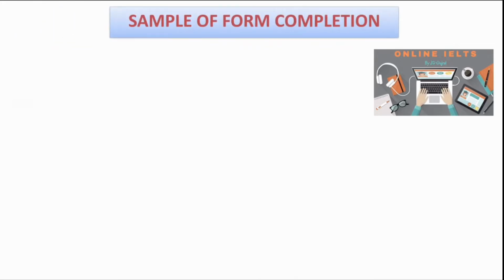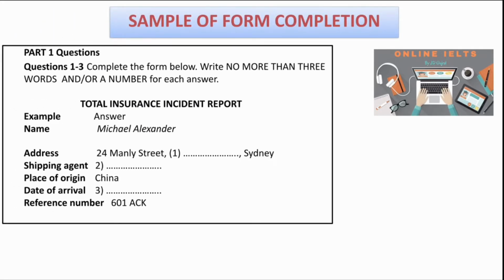Here I have put one example in front of you, and the question says, complete the form below. This kind of question you will find in part 1 of the listening test. The instructions say that you can write no more than 3 words and or a number. That means you can write 3 words plus a number. It will not become 4 words, it will remain 3 words and or a number.